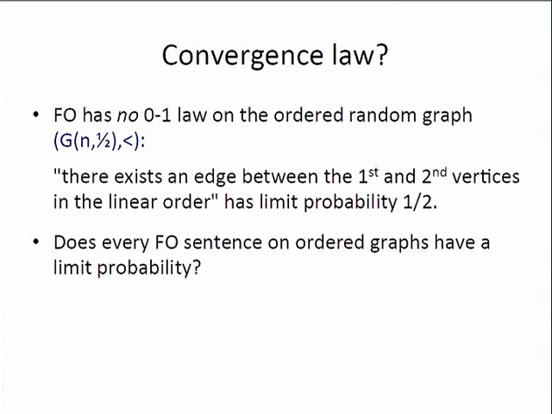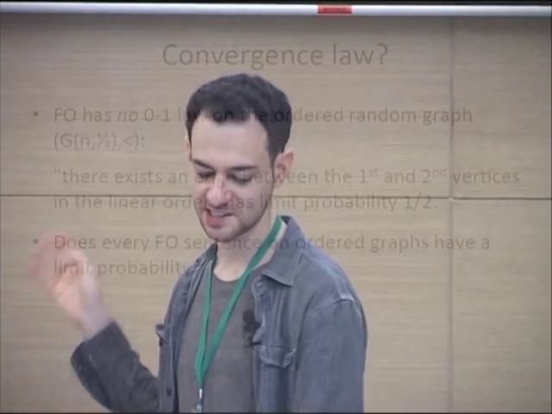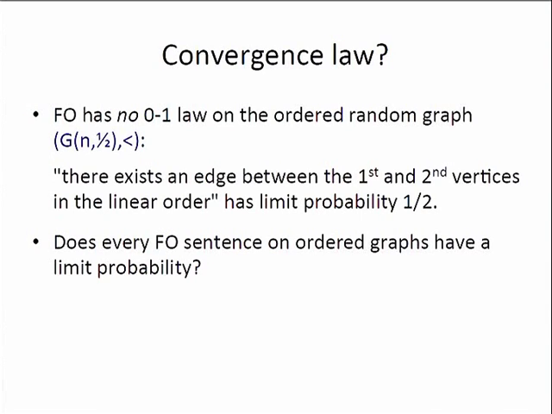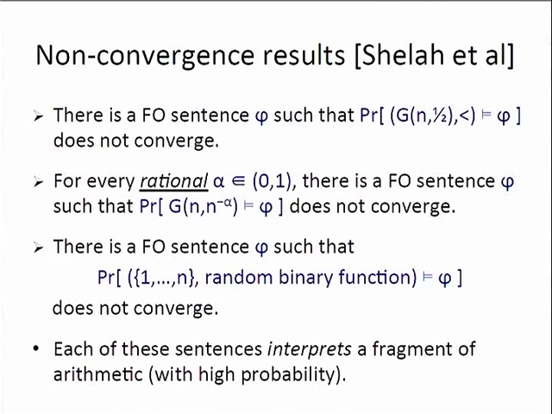Okay, but there are other settings where we can say that there's in fact no 0-1 law and not even any convergence law. So first of all, instead of just a random graph where the only relation is adjacency, let's look at ordered random graphs, a random graph together with a linear order. Then clearly first order logic has no 0-1 law, because we can express that there exists an edge between the first and second vertices in this linear order. So that has limit probability 1/2. But maybe there's still some convergence law, some limit probability for every sentence. In fact, that's not the case. There exists a first order sentence phi in the language of ordered graphs such that the probability that an n-vertex ordered graph satisfies phi does not converge.